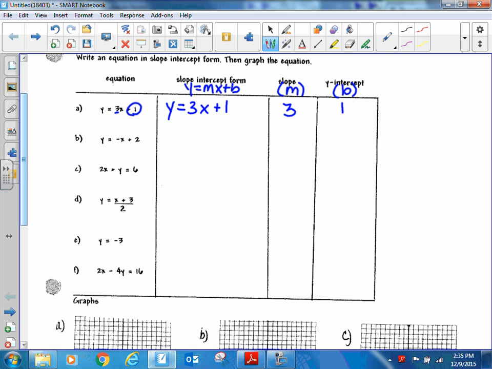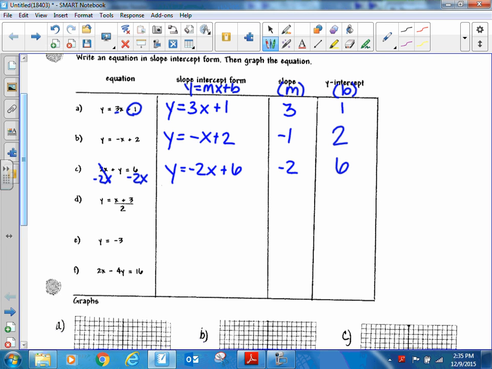Again, look at b. B is already in slope-intercept form, so I'm going to rewrite it. y equals negative x plus 2. So we know that our slope, the coefficient in front of x, is negative 1, and our y-intercept is going to be 2. Next one. C is not in slope-intercept form, but we know how to solve for y, so we can easily do that. I'm going to subtract 2x from both sides. So I have the equation y equals negative 2x plus 6. Now we can identify our slope is negative 2, and our y-intercept is going to be 6.